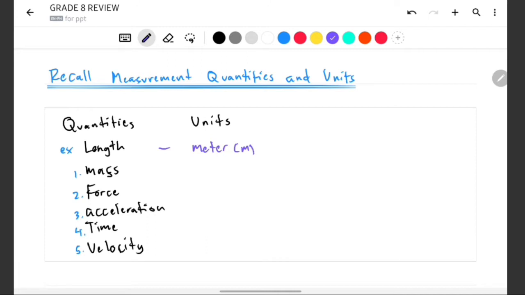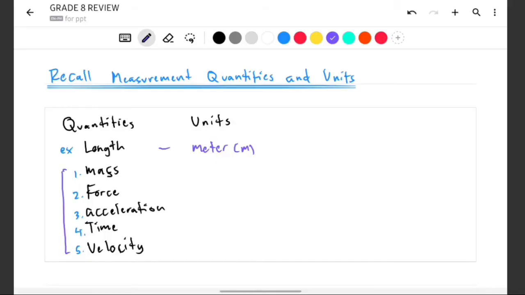Now, ang task ninyo before we proceed, i-pause nyo yung video, tapos try nyong sagutan kung ano yung units na nandito sa mass, force, acceleration, time, and velocity. You may now pause the video. Okay, let's check. So, for the mass, yung unit ng mass is in kilogram, or kg kapag unit siya.